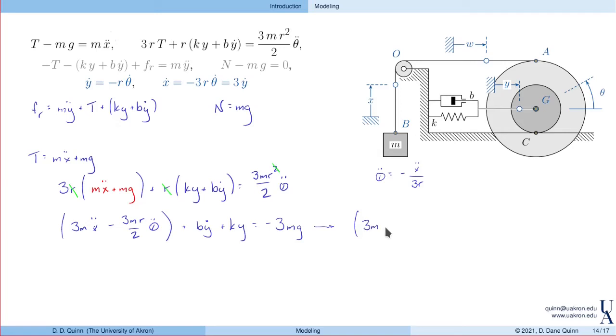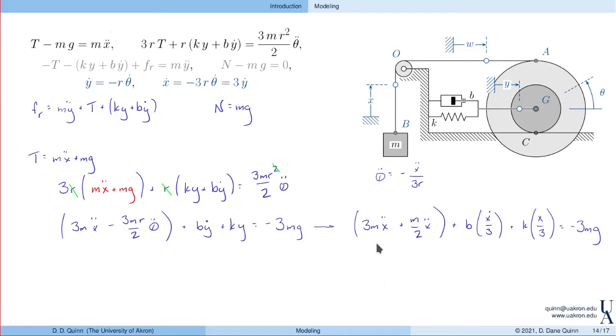Right, so I have 3m x double dot, and then when I take this and introduce it into this term, I end up with m over 2 x double dot. For my y dot term, that I get right here. That's x dot divided by 3. And the stiffness term, because these are measured from a common configuration, we can just integrate with respect to time, right? And x we see is equal to 3 times y. So y is x divided by 3 equals minus 3mg.